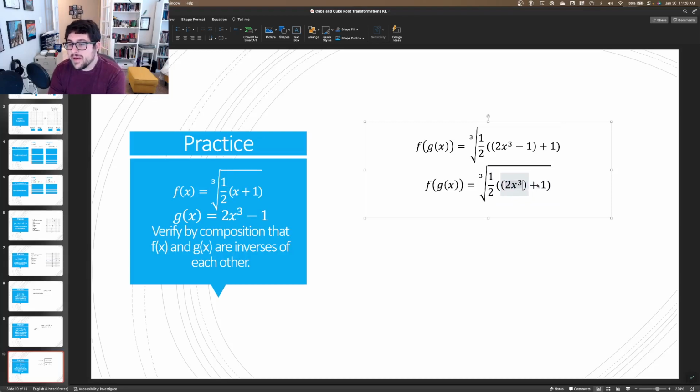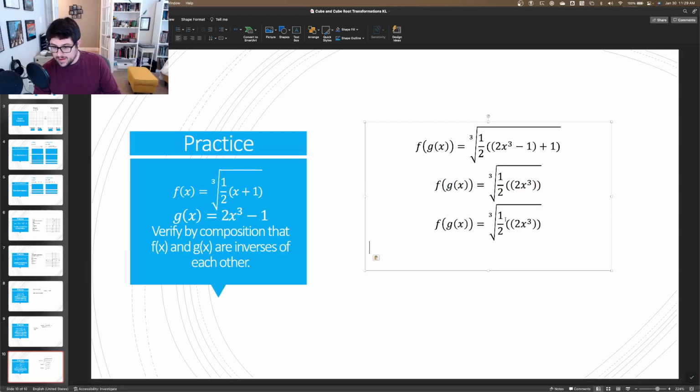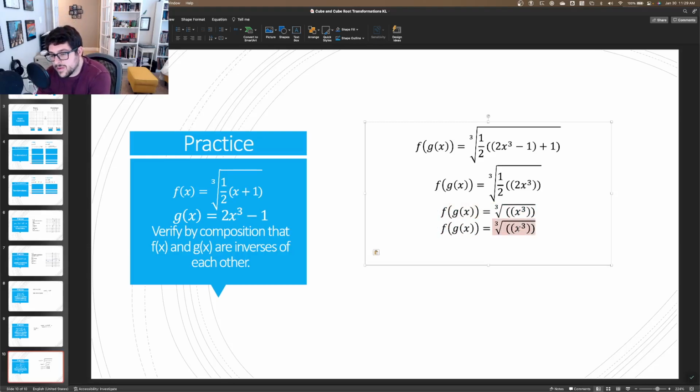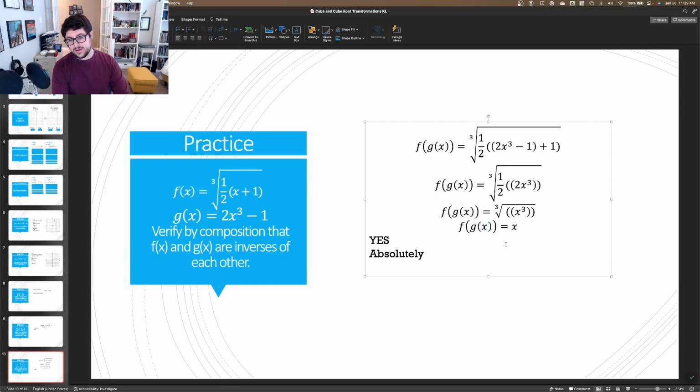Short version, this minus 1 and this plus 1 aren't doing anything. Okay. Next step, copy this. All right. We have 1 half times something. We have 2 times something. That should cancel. That should just be 1. All right. Cool. Now, I have cube root and I have a cube. Those should all cancel. So this whole thing should just be x. So are they inverses? Yes, absolutely. And typing out this was a pain in the butt.